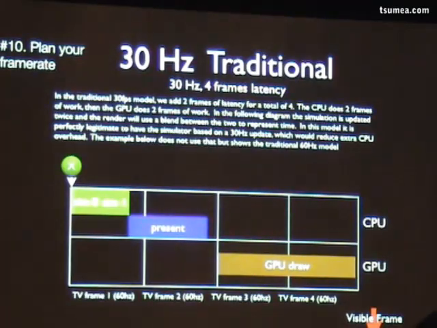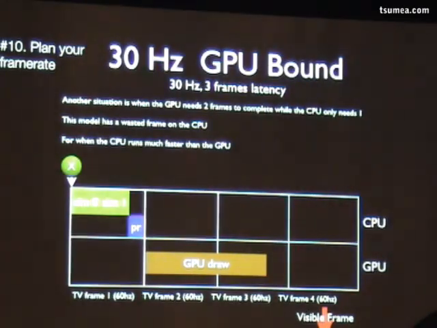So here's a 30 hertz traditional. This is pretty common. This is 4 frames latency. Well, a lot of times you might be GPU bound. So here's a solution. You've got to think about this stuff, and you actually have to plan it out and say, okay, we want 30 hertz.